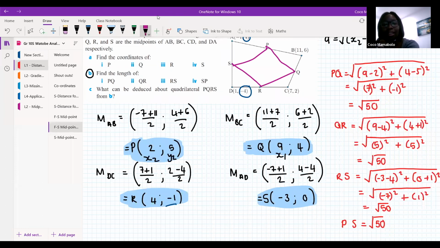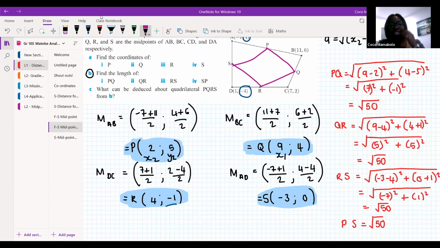Oh yes, PQRS is a square, not ABCD. I was looking at it, like, ABCD? No, it's not ABCD, it's PQRS. Yes, you guys are correct. PQRS is a square because it has equal sides. Could be a rhombus too, though.